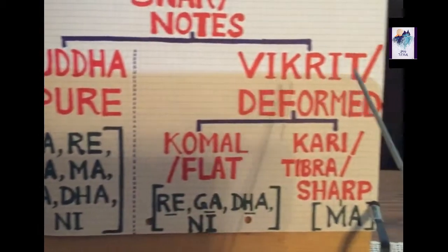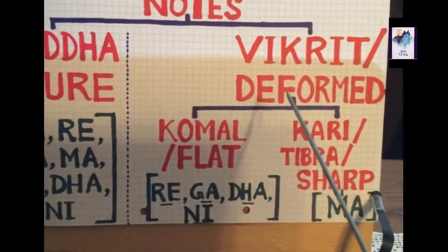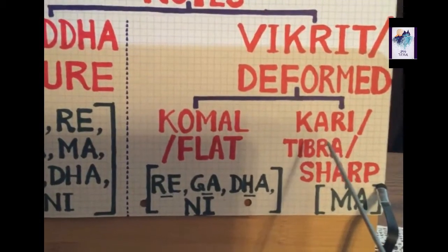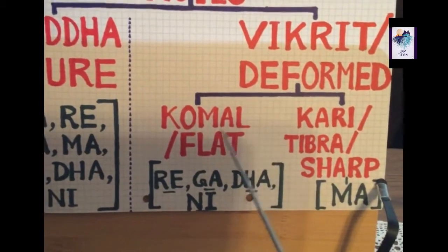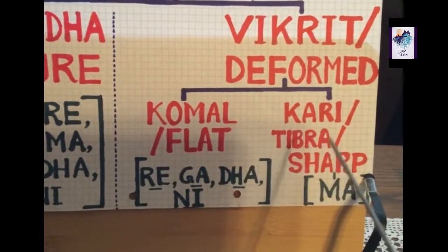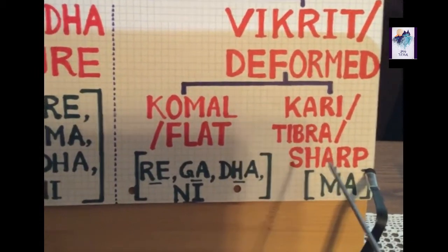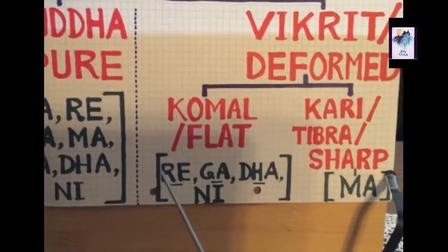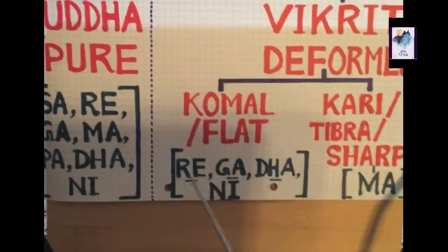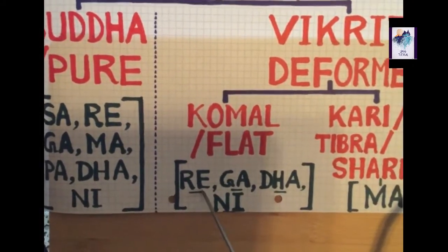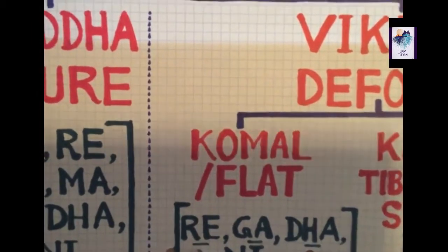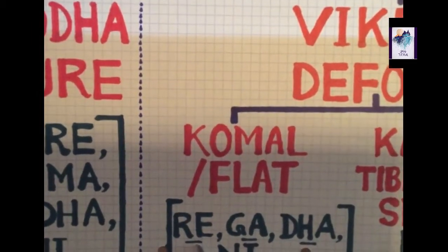Now, Vikrit or deformed notes. They are of two types, Komal and Kari or Tibra. You learnt that in English, Komal is known as flat note and Kari or Tibra is known as sharp note. See, Re, Ga, Dha, Ni, we know there are four Komal swars. There is a small dash under the note. You notice it. There is a small dash under this Re.